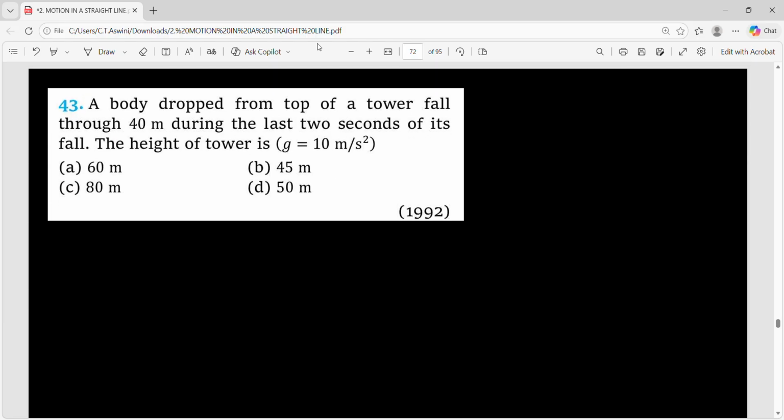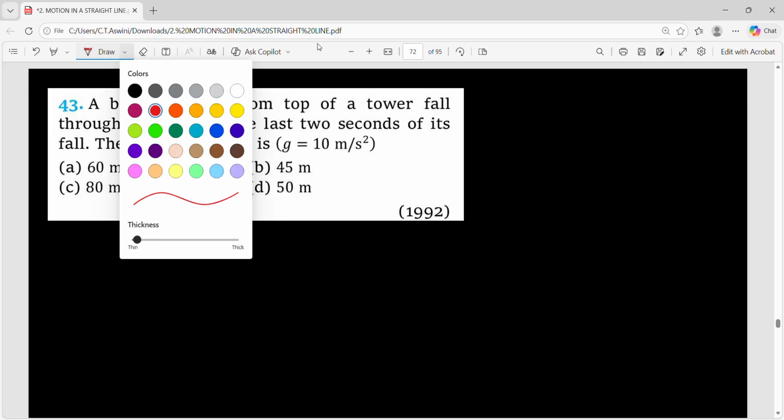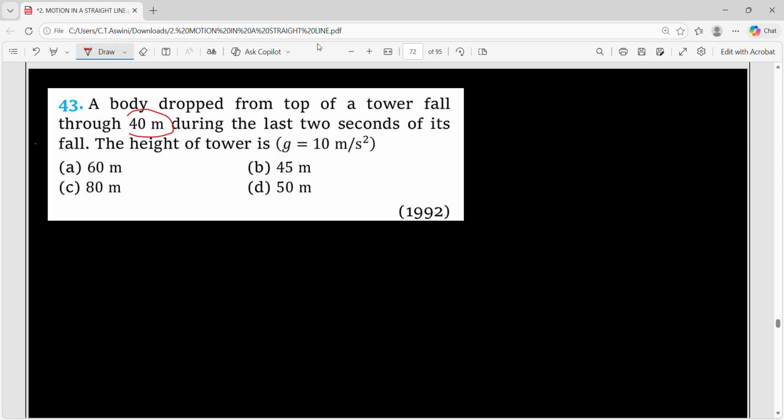Try to solve this question. A body dropped from the top of a tower falls through 40 meters during the last 2 seconds. That means in the last 2 seconds of its journey, it has covered 40 meters.